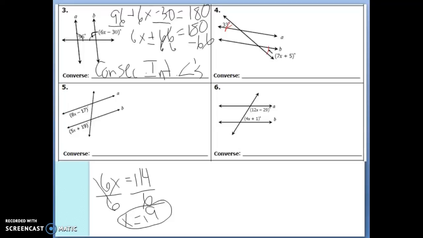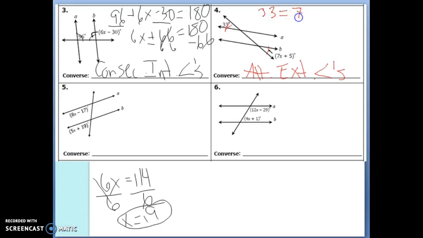So number 4, angle 33 degrees and angle 7x plus 5. Those things relate because they are sharing a transversal line, but they are on opposite sides, so alternate, and they point to the outside, so alternate exterior angles. So it's our converse that we're trying to use to prove that A and B are parallel. So if they are alternate exterior angles, then they are equal.